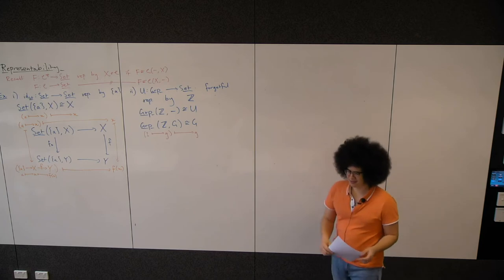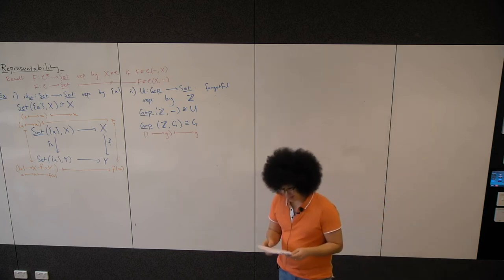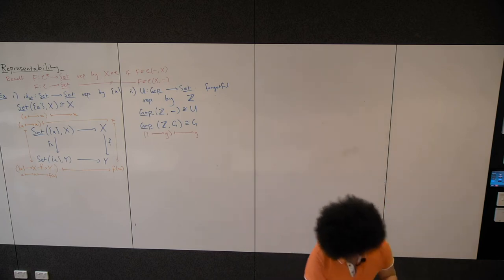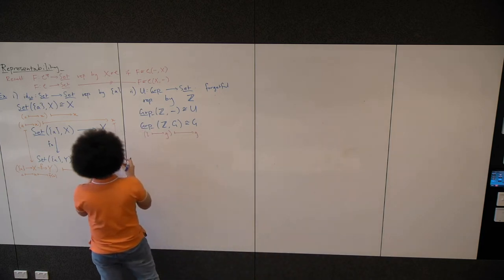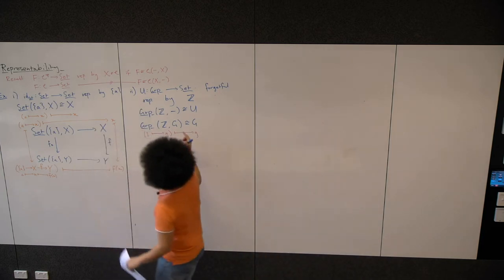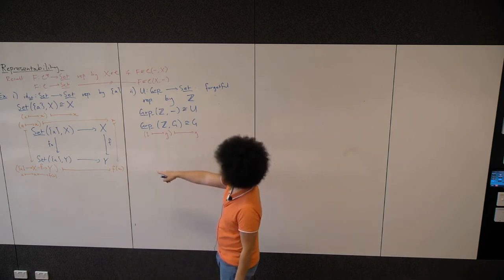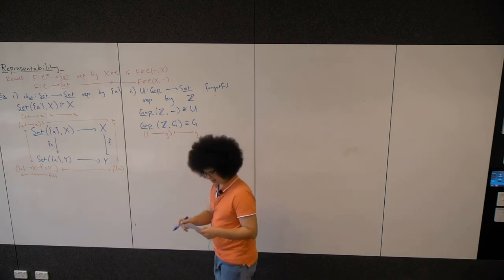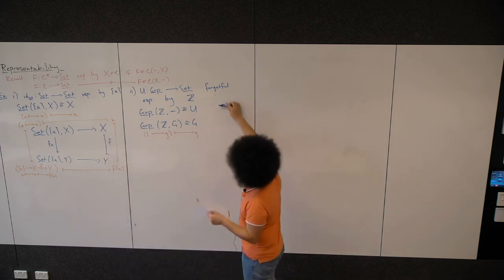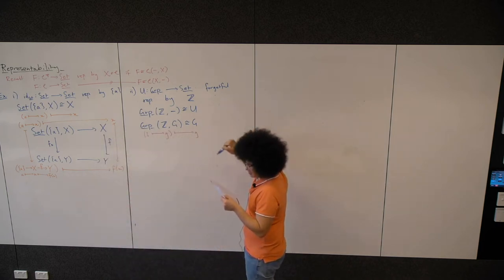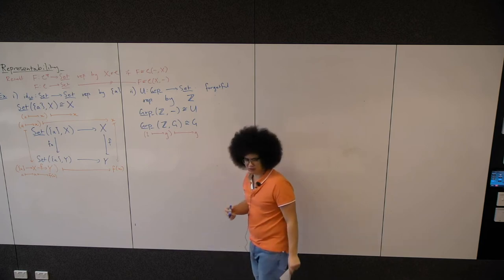I want to say things in generality. All right, so the naturality square is actually the same naturality square, essentially. And because this is the case, we say that Z is the free group on a single generator.